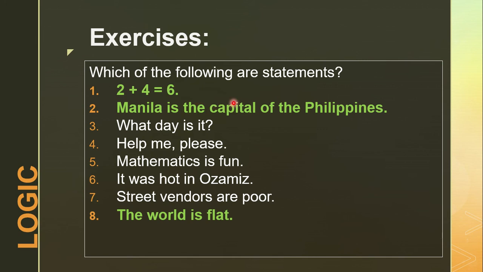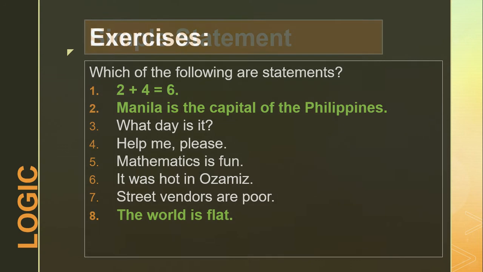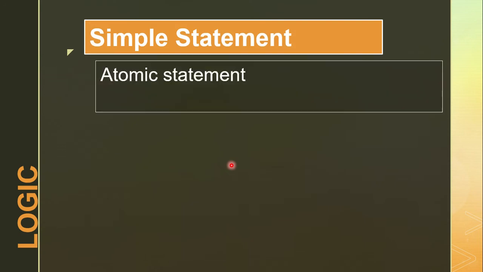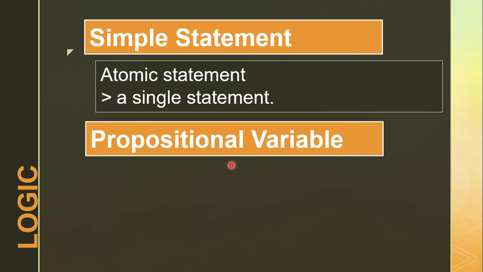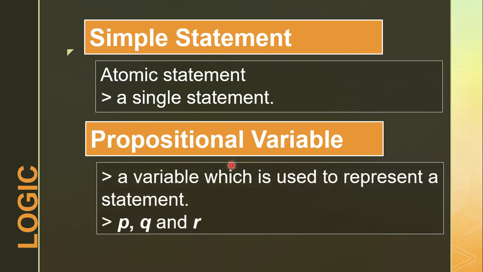Now we denote P to be the statement 2 plus 4 is equal to 6, just like when you use a variable in your algebra. For example, if we let X be the number of hours that the person will be working, that's a variable. So in statements, we can also assign them a variable. Commonly, the variables used in propositional statements, or the propositional variables, are P, Q, and R.